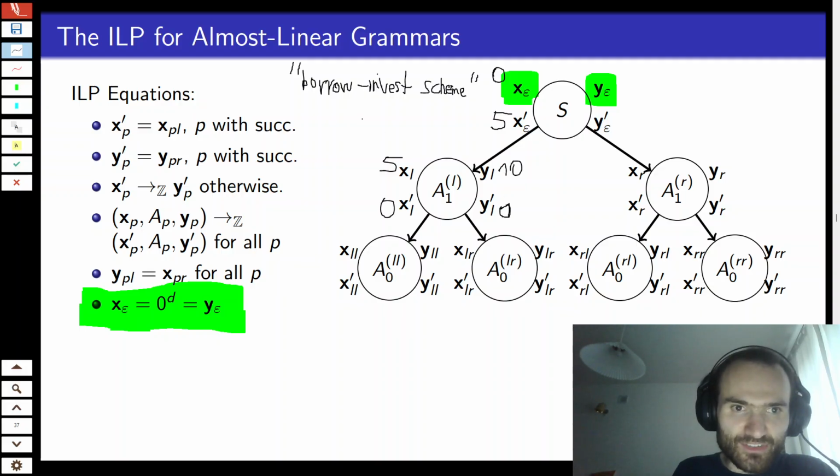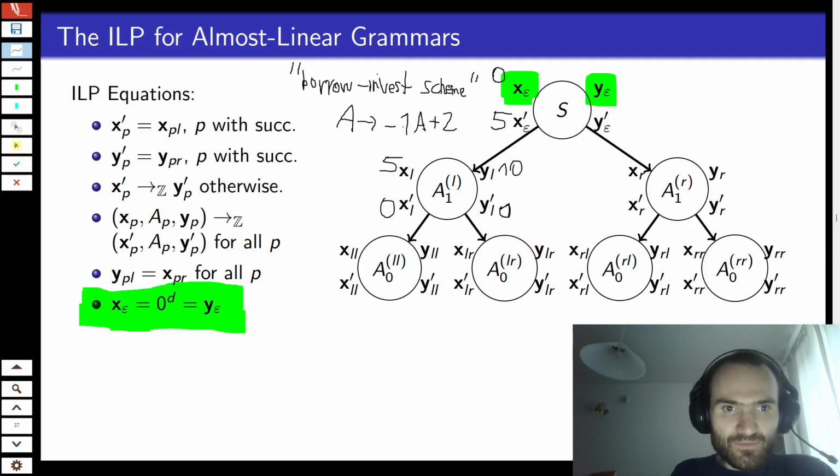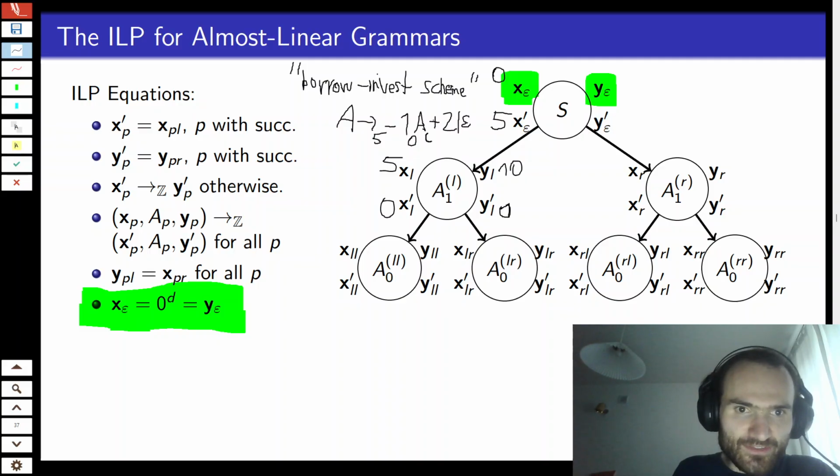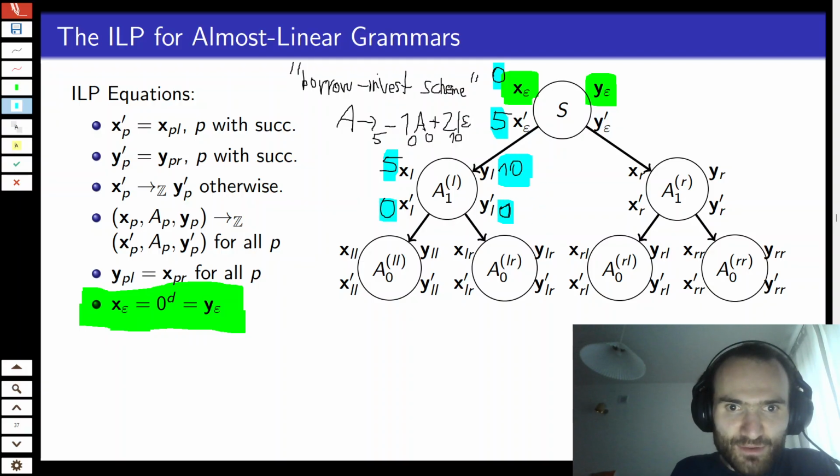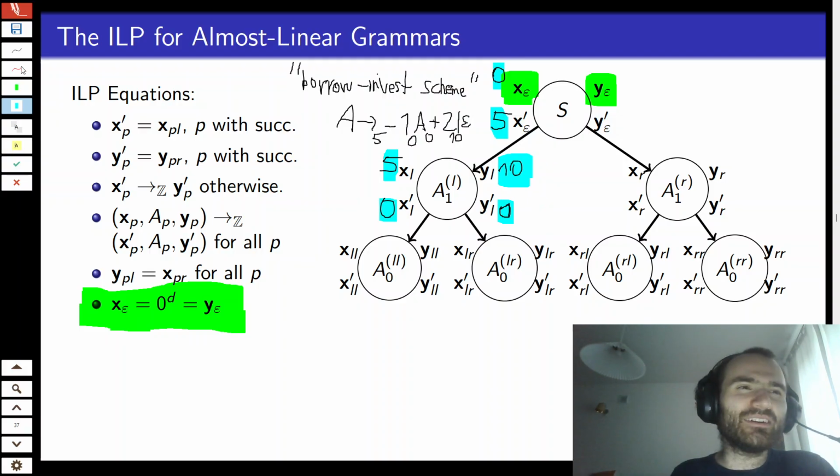So if you think about it, there was this rule, a goes to -1 a plus 2. If you use this rule, then what's the context you create? Well, you have 5 here, you have 0 here. Because this says or epsilon, you are going to have 0 here, and you are going to have 10 at the end. So for this borrow-invest scheme, you would have 0, 5, 5, then here you have 0, 0. Then finally your borrow actually gives your money back. You have 10 here. Now you enter the next SEC with 10.